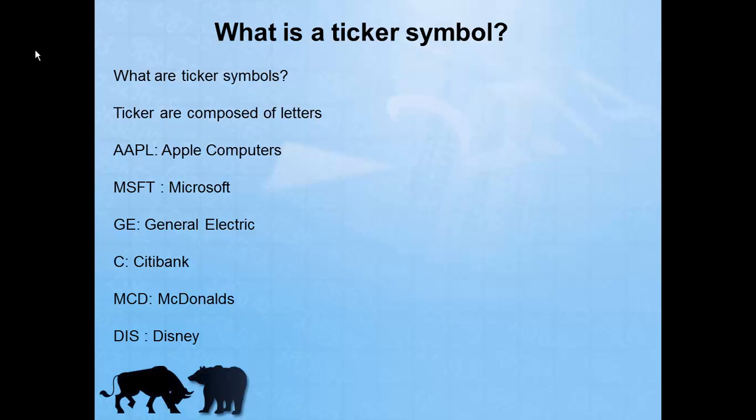For example, Apple's ticker symbol here is AAPL. The only company that has AAPL is Apple Computers, and the reason they use this is so you don't have a company with a similar name and get confused when you're going and buying the stocks.